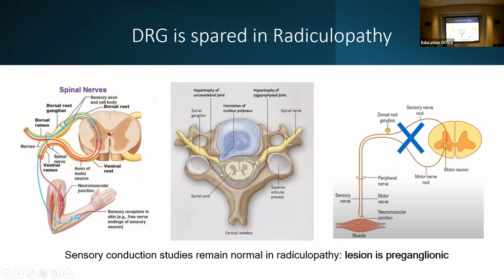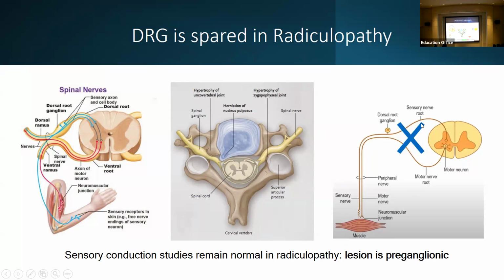This will help you to better understand how to interpret the nerve conduction testing as well. As you can see in the middle, with a degenerative disease, you can have some disc herniation. It will pinch the nerve roots, right? However, due to the special anatomy, the DRG, which is here, will most of the time be protected. It will be spared.